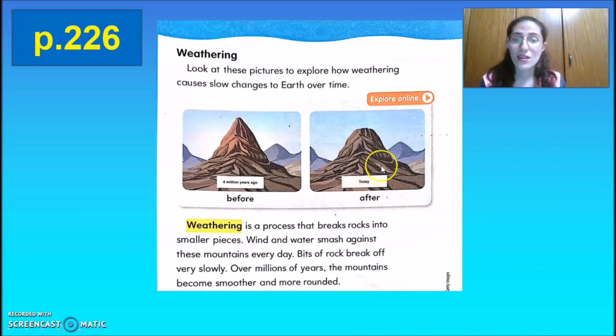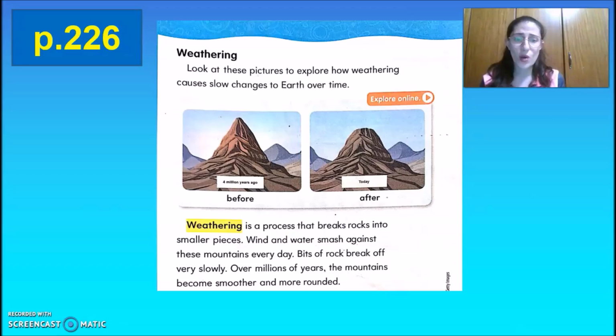Okay, so do you think it is a quick change or a slow change? Excellent, it is a slow change because it took 4 million years for this mountain to change its shape. Did it change on its own? No. Through weathering, which is a process that breaks rocks into smaller pieces.